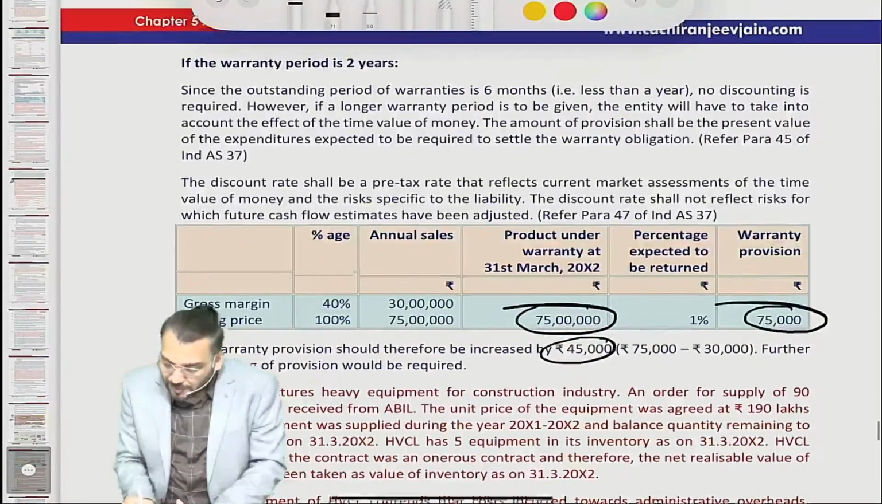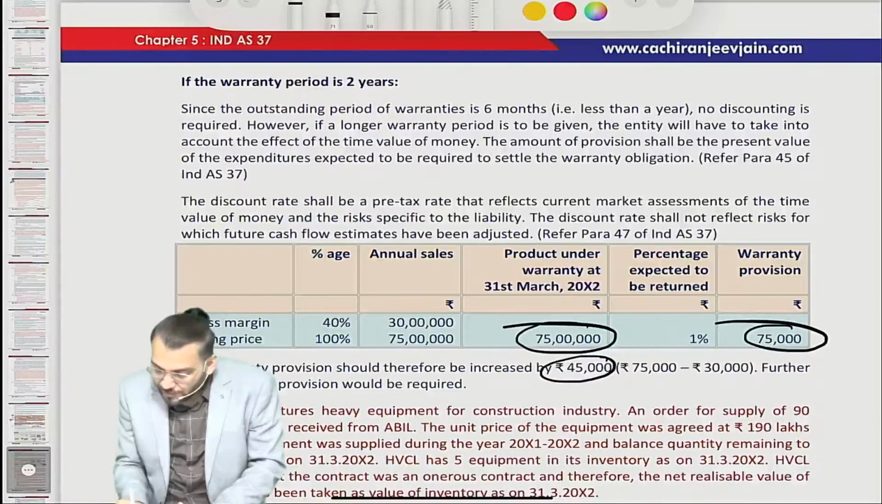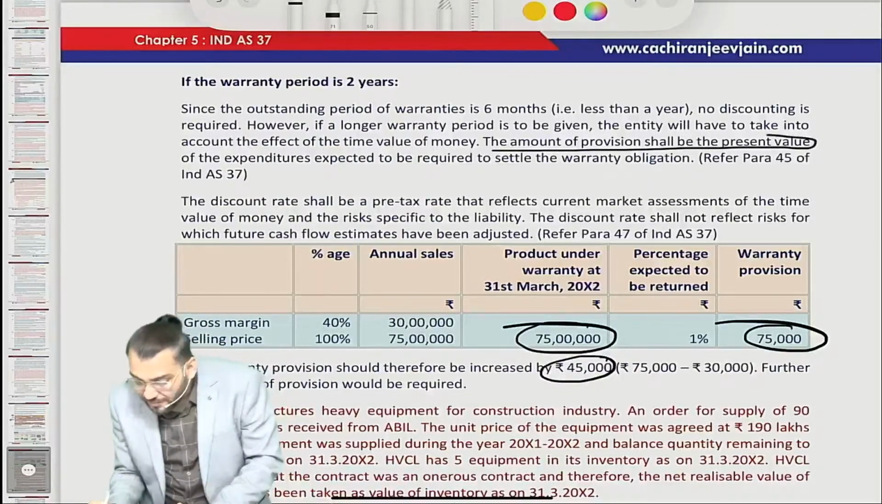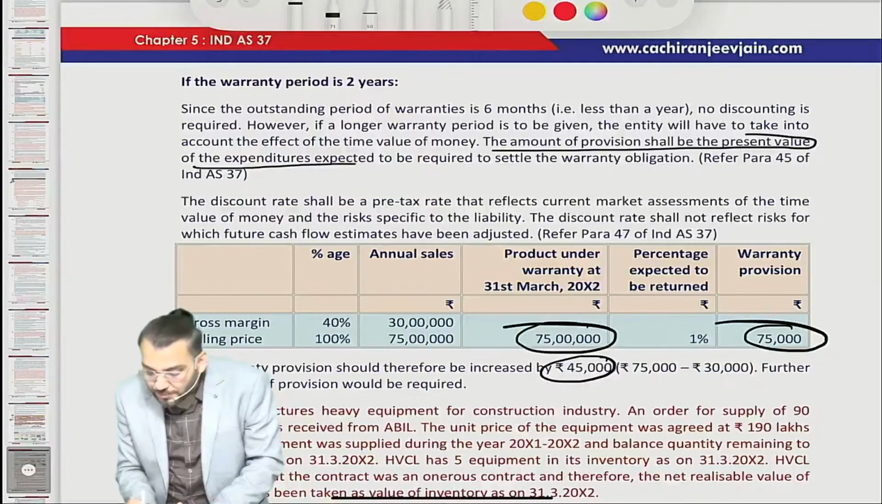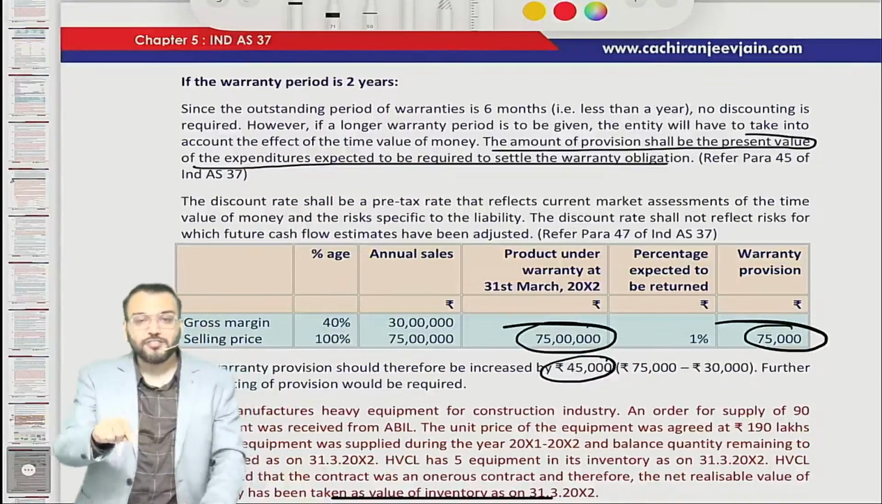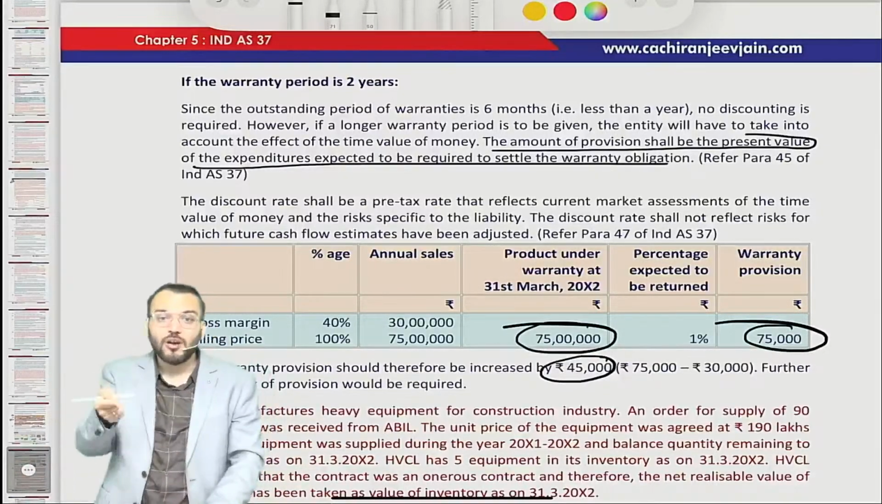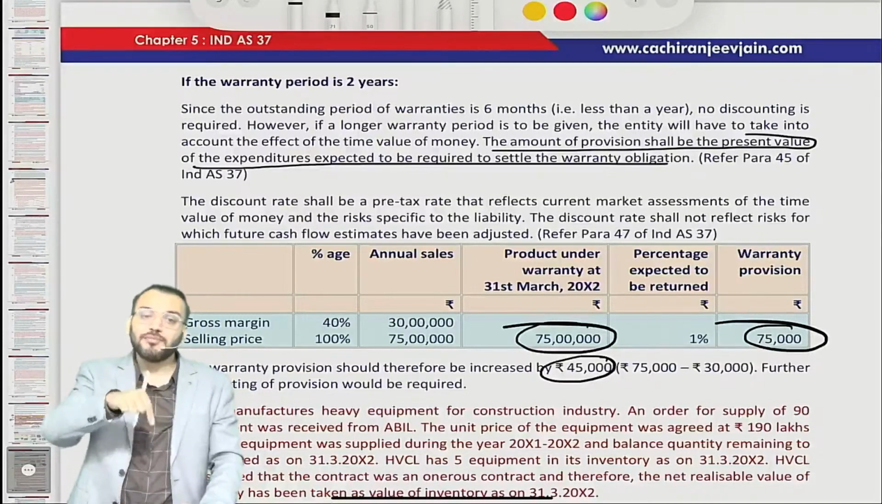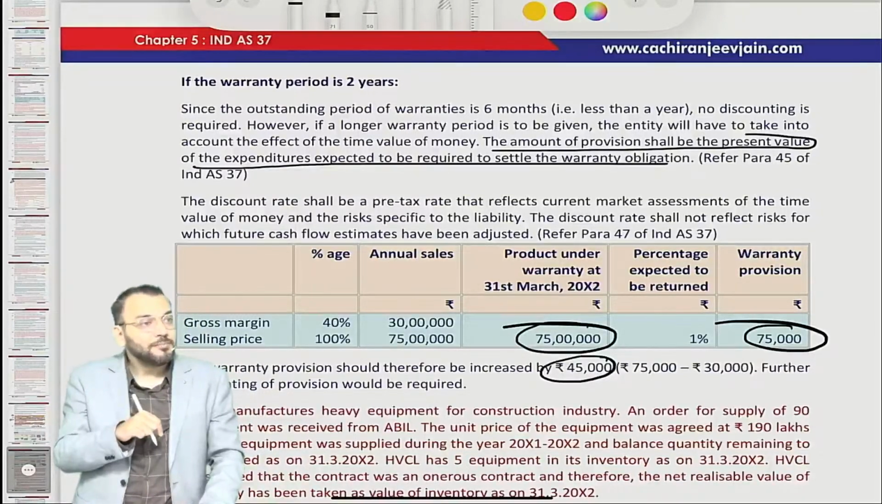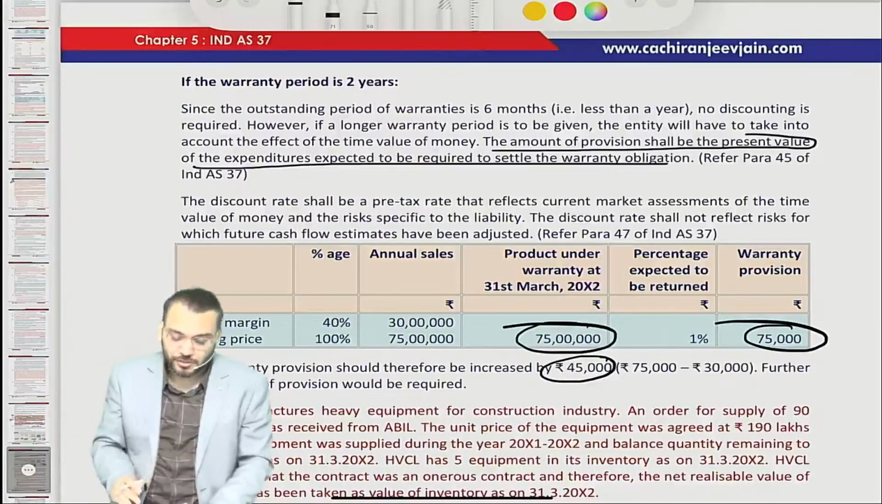However, they have also written that because it now becomes 2 years, the amount of provision shall be what? Present value of the expenditure expected to be required to settle the warranty obligation. But because the discount rate is not given, you can't do discounting. But can you see they have given a reference to what? Present value. Understood?